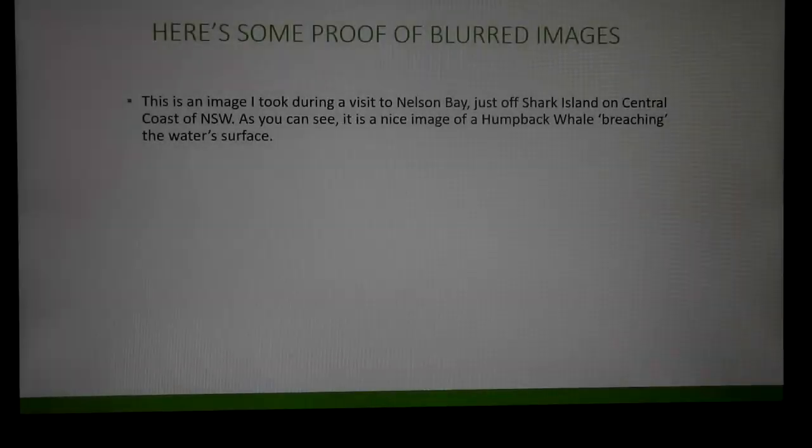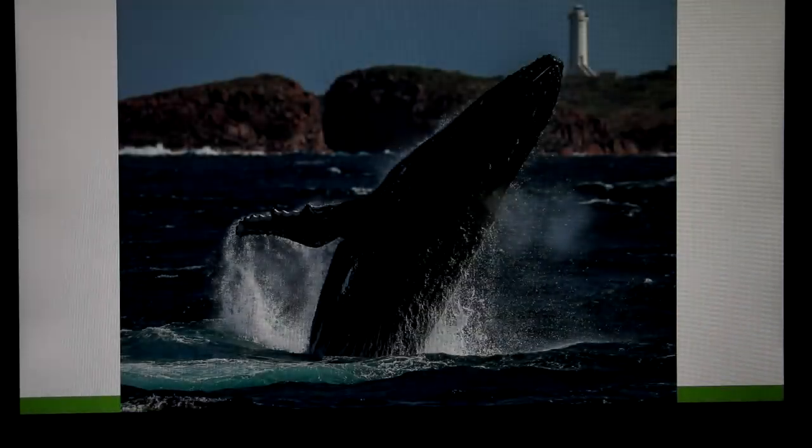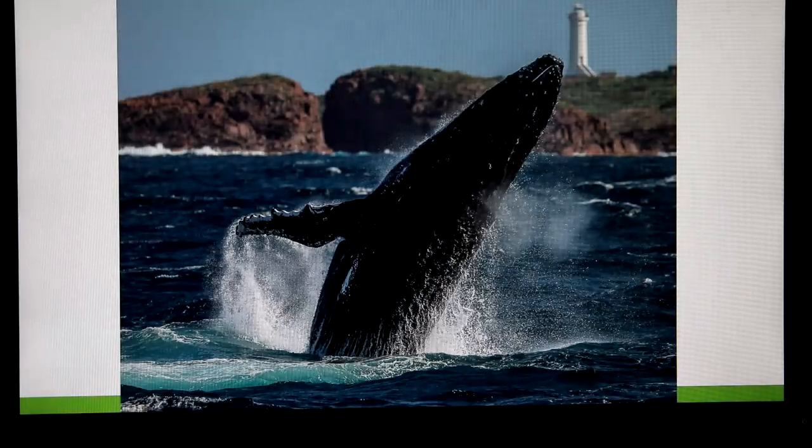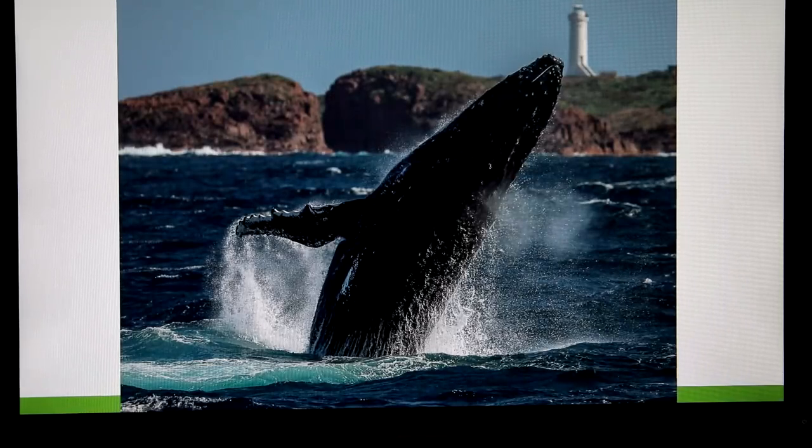Here's some proof of blurred images. This is an image I took during a visit to Nelson Bay, just off Shark Island on the central coast of NSW. As you can see, it is a nice image of a humpback whale breaching the water surface. But what you don't see are these blurred images.